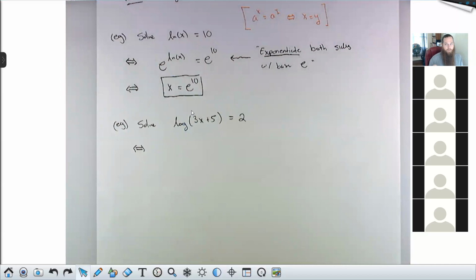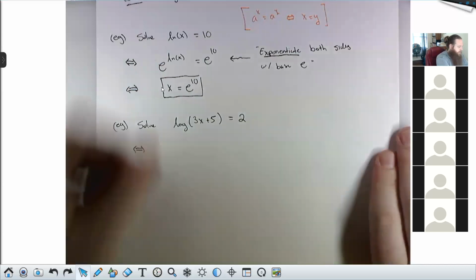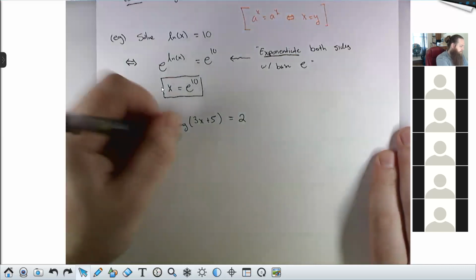It's not the same as raising both sides to the power. If I raise this to the power of e, that would be ln of x all to the power of e. But what I got was e to the power of ln x. Different things. That's why it's a different word: exponentiate, not raise to the power. So be careful with your verbiage, especially when you're talking about this. So here we're going to exponentiate both sides base 10.